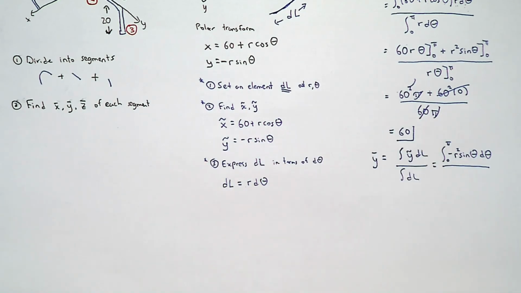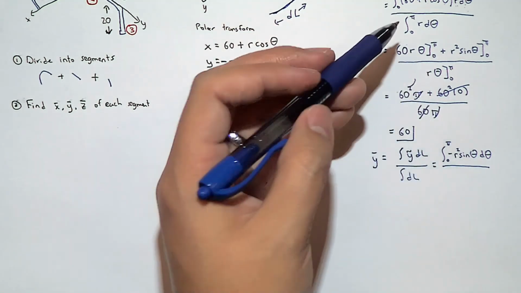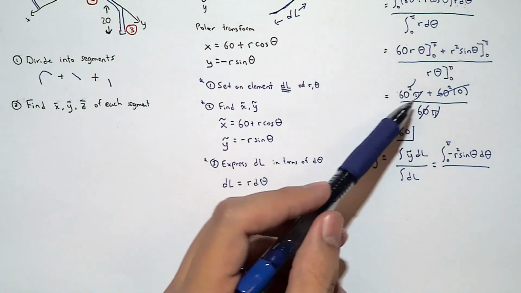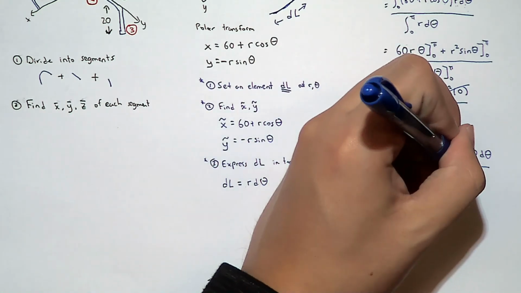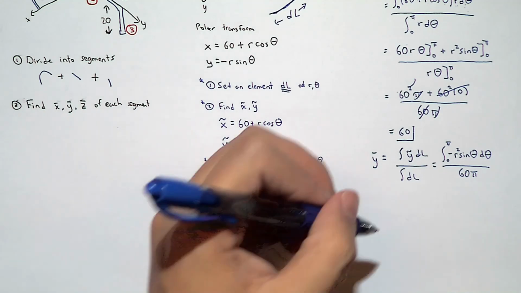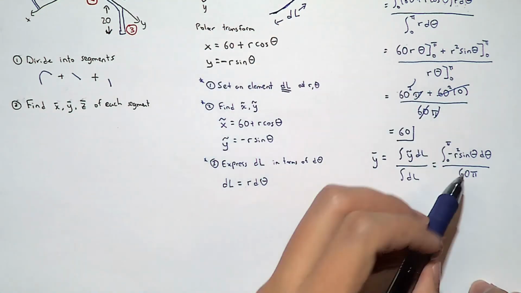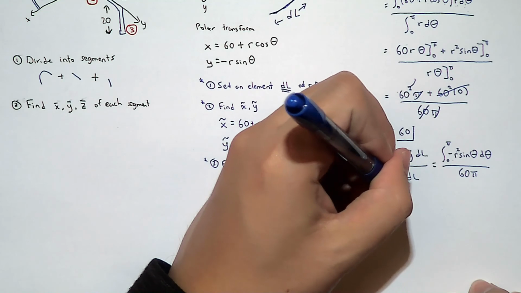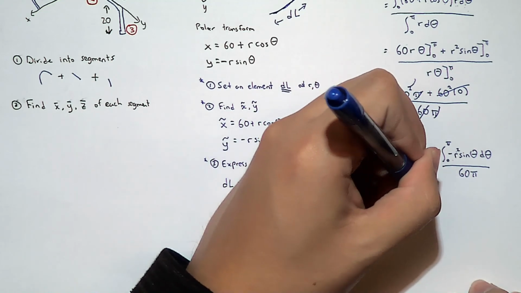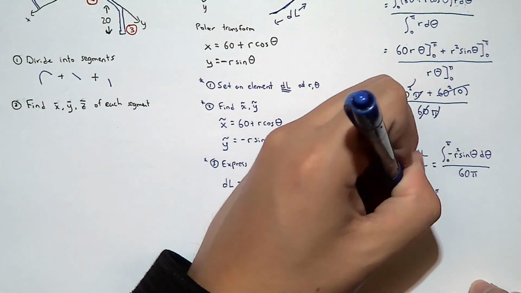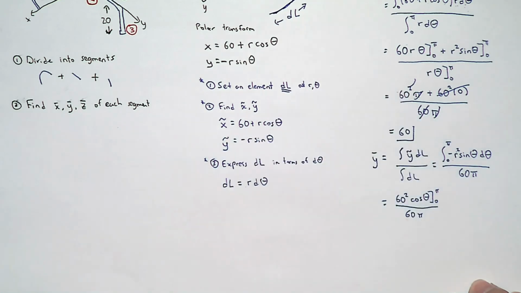In the denominator, we have the integral of r d theta from 0 to pi, but we already know that will be 60 pi. Let's save some steps here. R squared is a constant, move it out. What's the integral of negative sine theta? Cosine theta, right? So we get r squared. We know r is 60, so 60 squared cosine theta evaluated from 0 to pi divided by 60 pi.